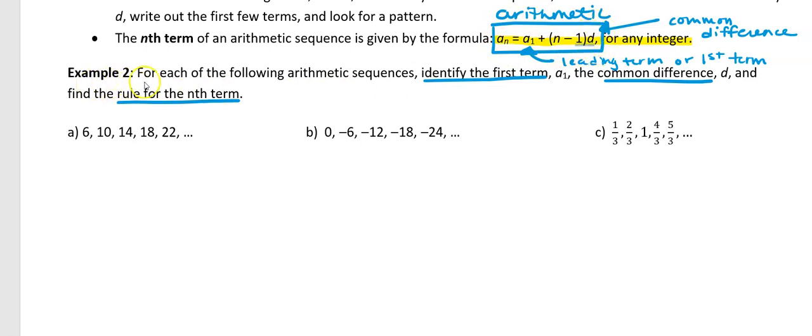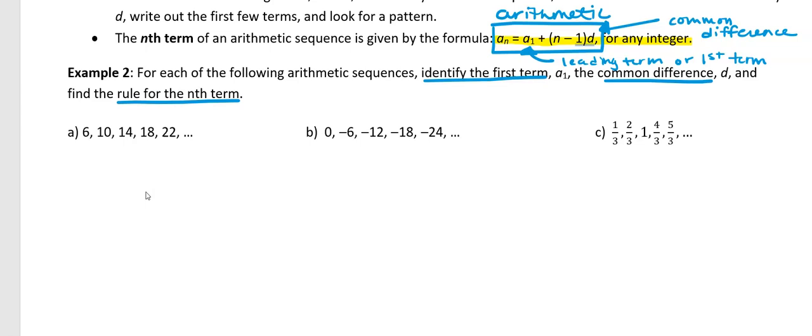Now, for example 2, for each of the following arithmetic sequences, we need to identify the first term, a sub 1, we need to identify the common difference, which is our d, and we need to find the rule for the nth term. When they're asking for the rule, they're asking for the a sub n formula for the arithmetic sequence. So let's look at A. A says 6, 10, 14, 18, and 22 are the first several terms of this sequence.